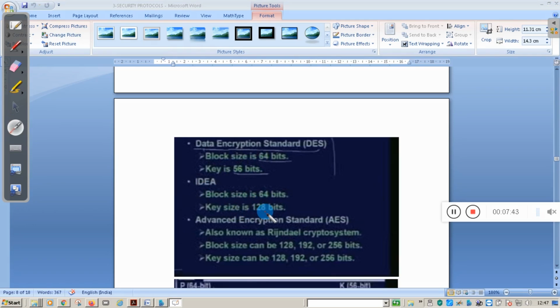And we have a more advanced, recent algorithm called Advanced Encryption Standard. This is also known as the Rijndael crypto system. Here the block size is variable, like 128, 192 or 256, with a variable key size of 128, 192 or 256 bits.